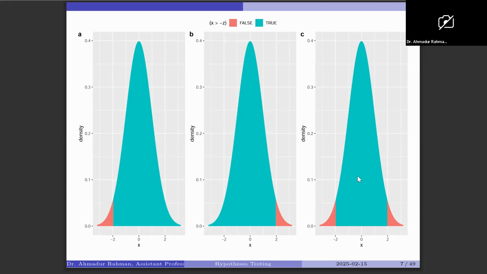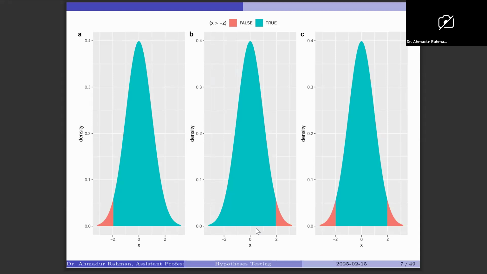And in two tailed, see the shaded region on both sides, the red region on both sides. That means here we may get the value on both sides. It may be on the left side, it may be on the right side. So if our value, just see here, the shaded region in almost every one starts from 2 or from -2. So if we take the absolute value of 2, it starts from 2.